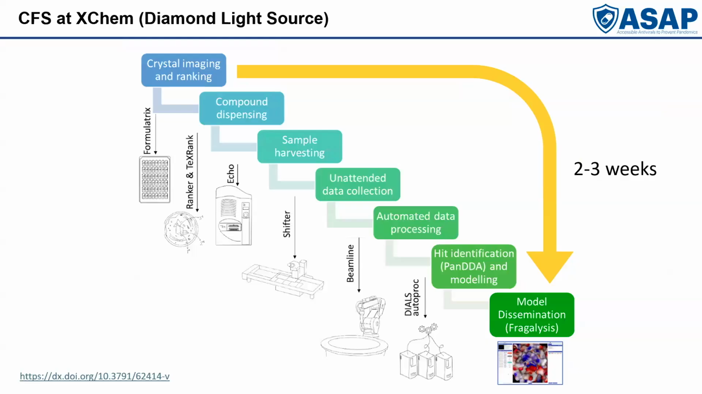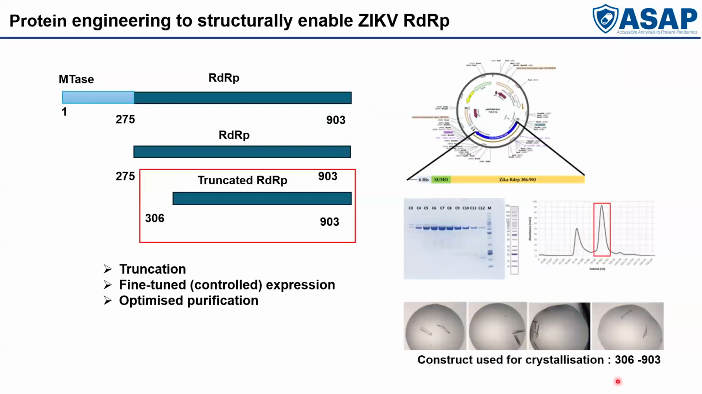This is the overall workflow of the crystallographic fragment screening that we followed at the XChem facility, Diamond Light Source. The process starts with imaging the crystals, which is followed by compound dispensing, sample harvesting, and unattended data collection at the I04-1 beamline at Diamond Light Source, automated data processing, hit identification using PanDDA, and model dissemination in Fragalysis, which can all be completed within 2 to 3 weeks' time. The first and foremost step in this process is preparing the sample, or preparing the crystals, for this high throughput screening. Sample preparation is an important step to carry out the high throughput crystallographic fragment screening.